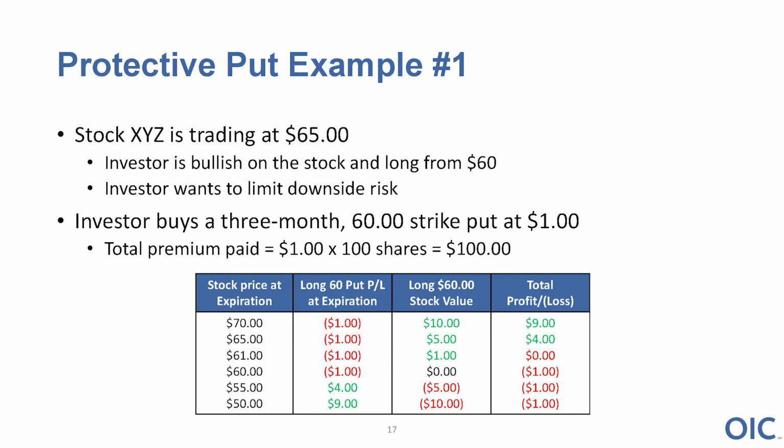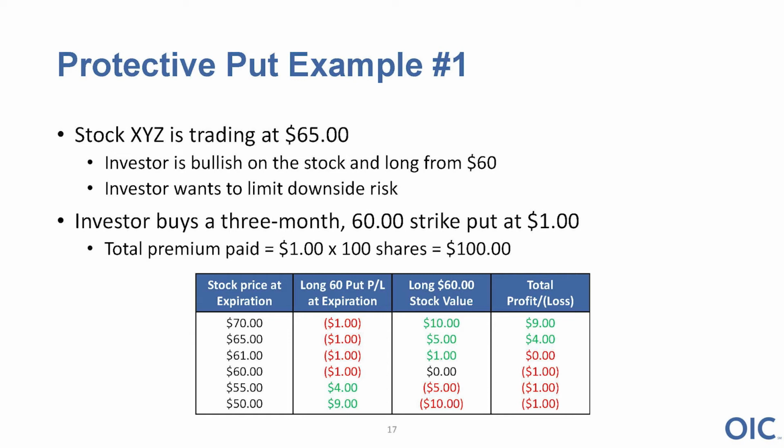Now, our break even is with the stock trading at 61. We make $1 on our stock, but we lose the $1 that we paid for the protective put, so we just break even. Anytime you need to figure your break even cost, you take the value of the put and you add it to the price at which you paid for the stock, and that gets you to your break even. So in this case, $61 is our break even price.